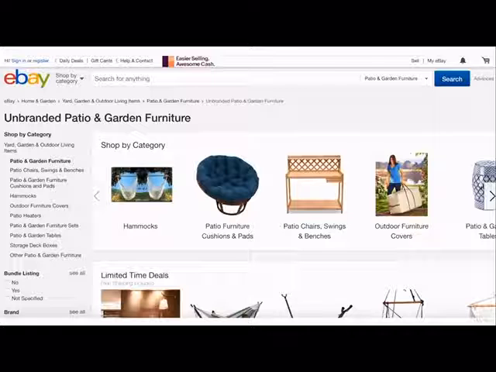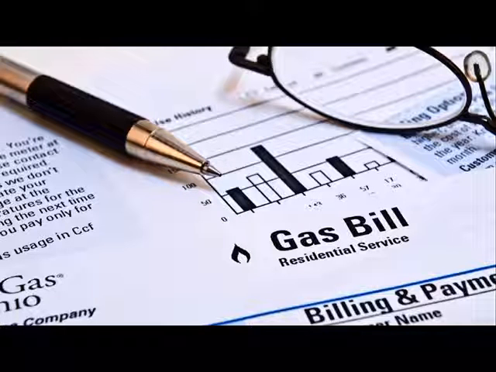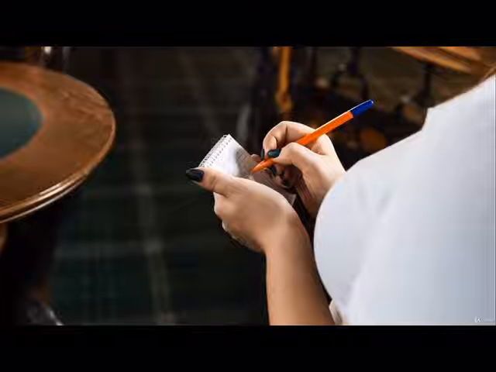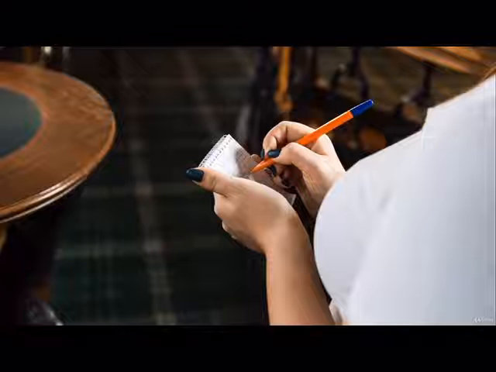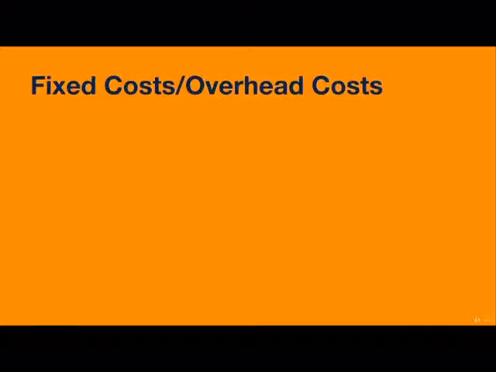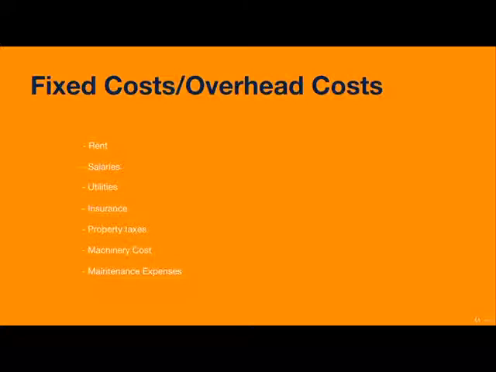Now that you calculated your rent, other things that you need to be aware of as fixed costs are your utility bills and your employee salaries. Those are the salaries of your most critical employees. For example, your accountant or your waitress. Without them, your business won't be able to operate. Here's a list of the fixed costs that you need to think about, and they vary depending on your industry. This list includes rent, salaries, utilities, insurance, property taxes, machinery costs, and maintenance expenses.